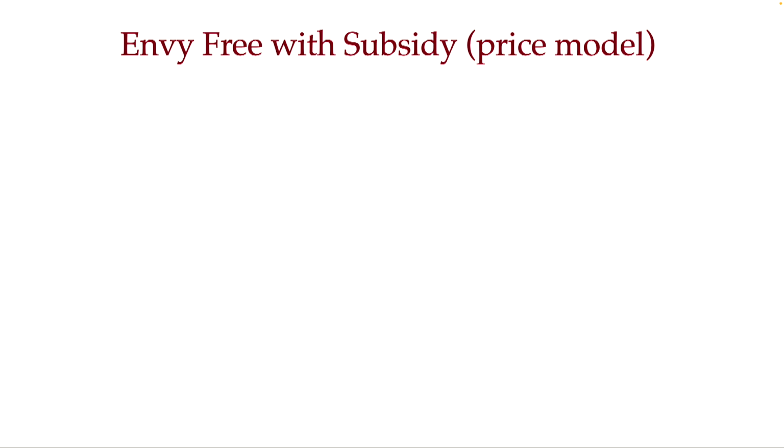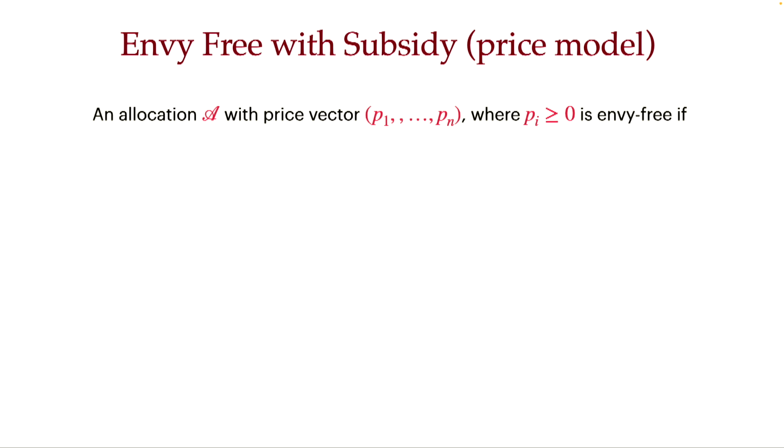Okay. So in auction lectures, we looked at price models. NV free solution does not exist. Now this is like, can we give subsidy, right? Can we pay some price such that now NV free solution exists? Now what is the notion of NV freeness with respect to price? Now your solution is not just allocation, it will also have some price factor.